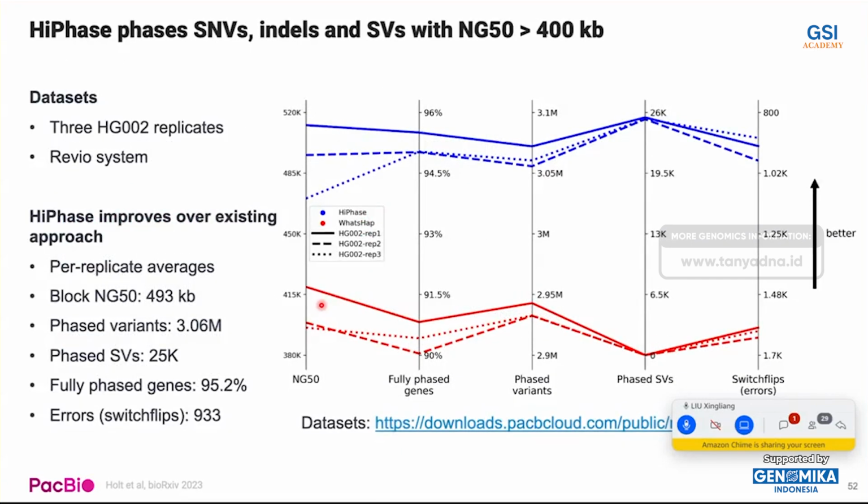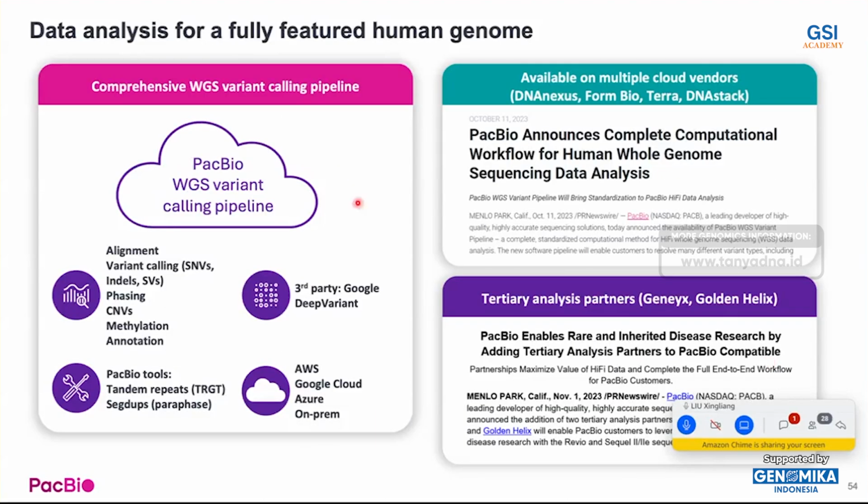So here are some benchmarking plots. As you can see, compared to the existing WhatsHap, HiPhase has better performance in terms of the phasing block N50, the number of phased genes, and also the number of phased variants. And of course, where WhatsHap cannot phase SVs, we can actually phase a lot of SVs, and we also have the lowest phasing errors.